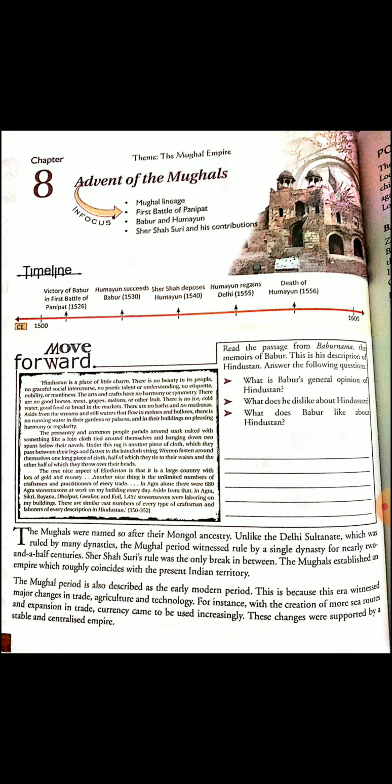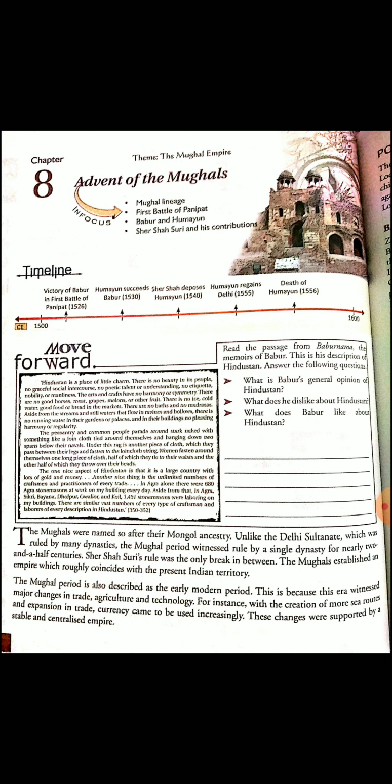Now, how did the Mughals get the term Mughals? Why were they termed as Mughals? Because of their Mongolian ancestry. The Mughals came from Mongolia, from Central Asia. They had Mongolian ancestry, and for this reason they were termed as Mughals.